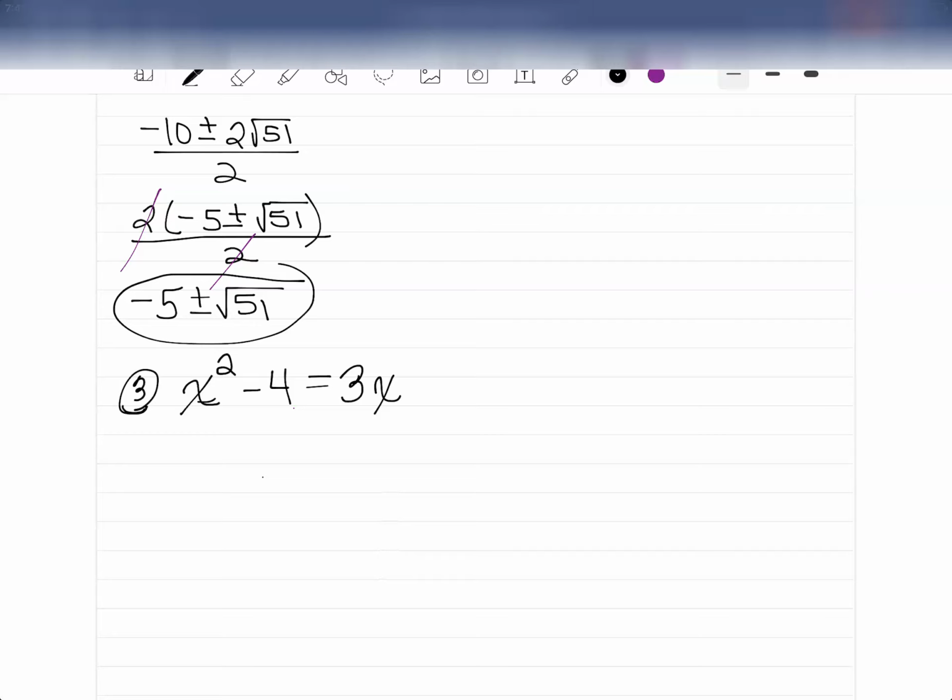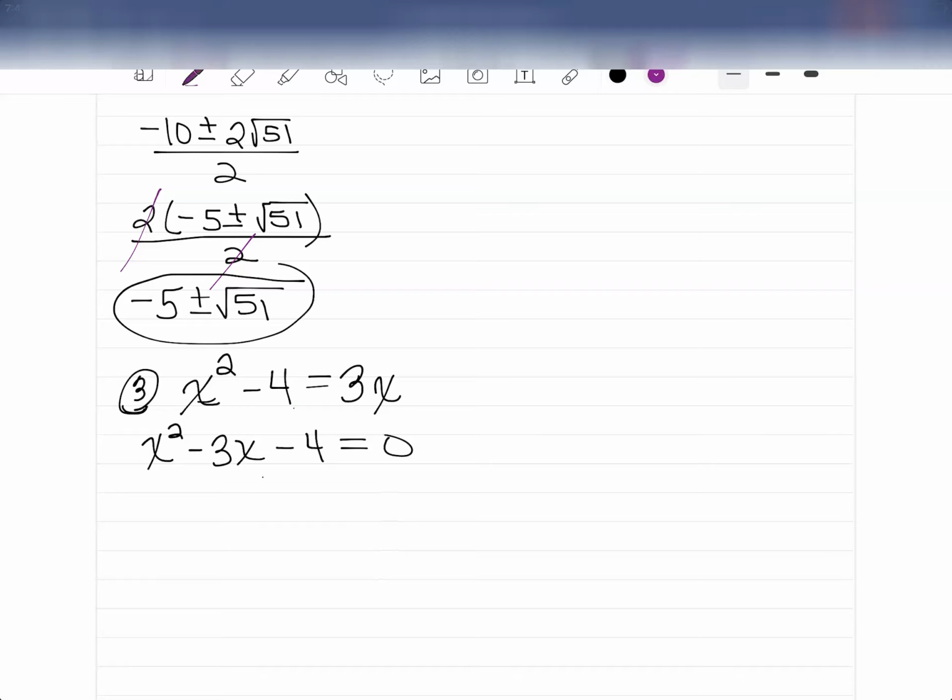On this one, we don't have everything on one side, 0 on the other side. So I do have to take this x squared minus 4 equals 3x. I do have to take that 3x and move it to the other side. It's a plus 3x, so I make it minus 3x. And I'm going to write it right after that x squared so that it's in my descending order.